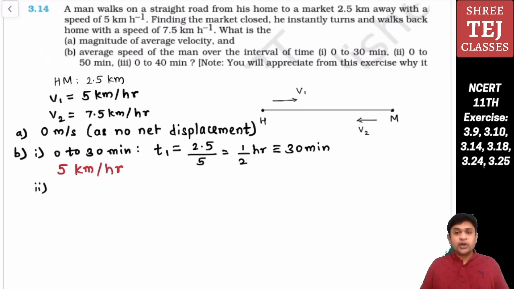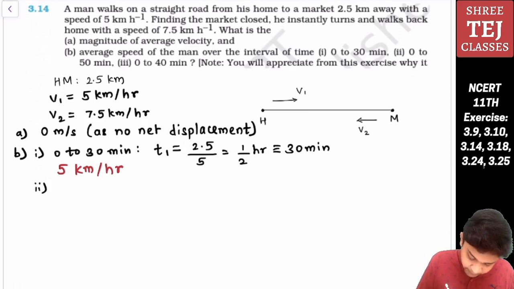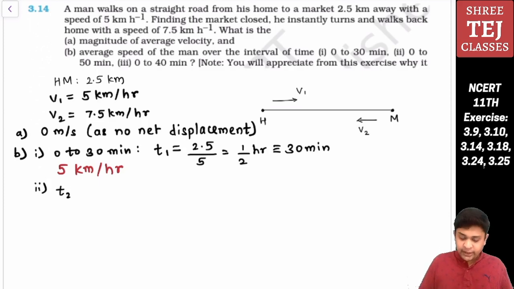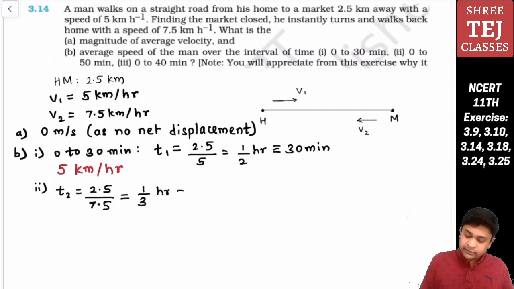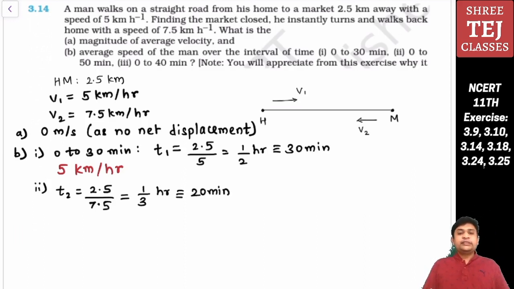Second one, what do we have? From 0 to 50 minutes. So he takes 30 minutes to reach the market. Let us find out how much time he takes coming back. If T2 is the time required to come back, it will be equal to 2.5 divided by speed while coming back, 7.5 km per hour, which is 1 by 3 hours, which is equivalent to 20 minutes.